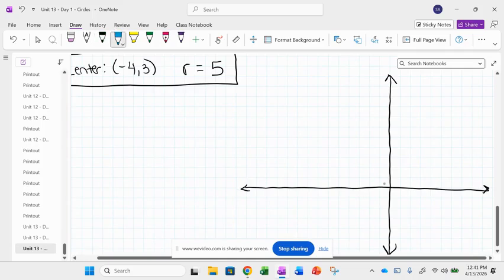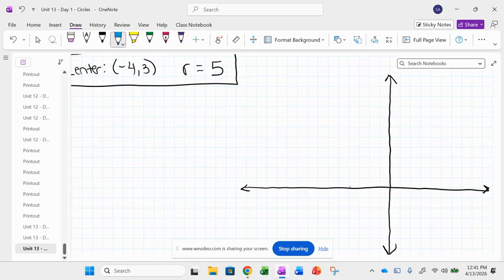And our center point is negative 4, 3. And then from that center point, I'm going to count 5 to the right. I'm going to count 5 to the left. I'm going to count 5 up. And 5 down. And then you connect. It looks something like that. Doesn't look like the best circle, but it's good enough.